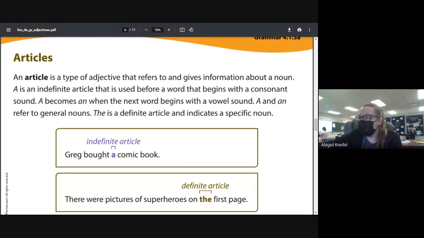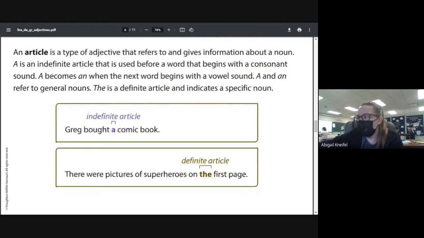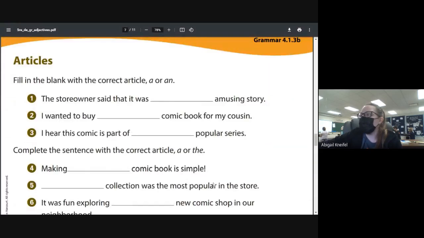So here's an example. Greg bought a comic book. There were pictures of superheroes on the first page. A and the. For these, you literally have to read them in your head and think what sounds better, a or the. So let's do some together.